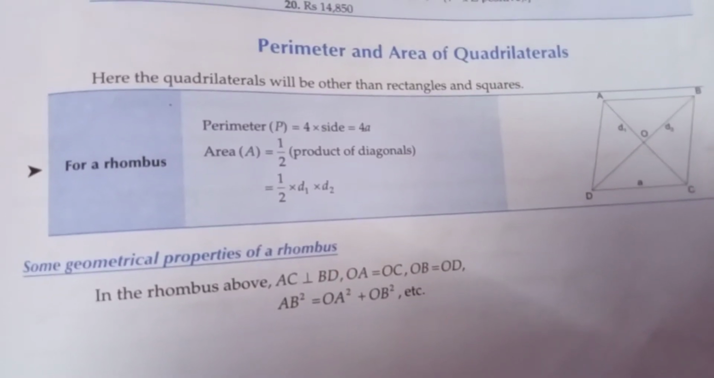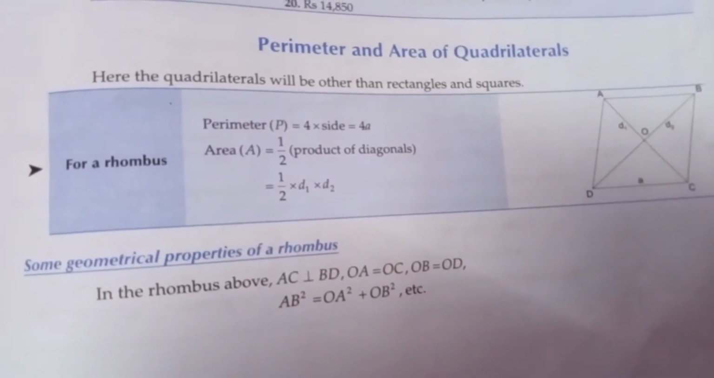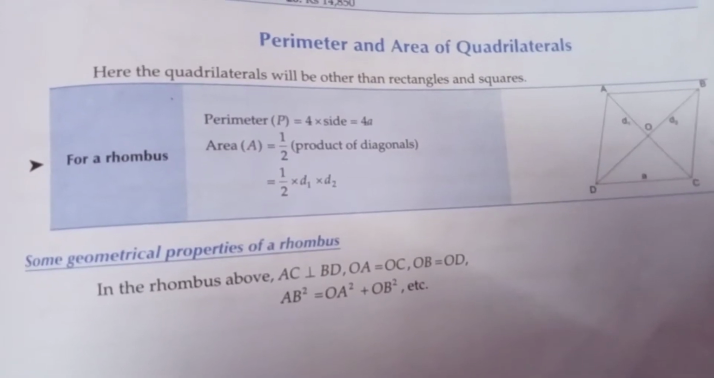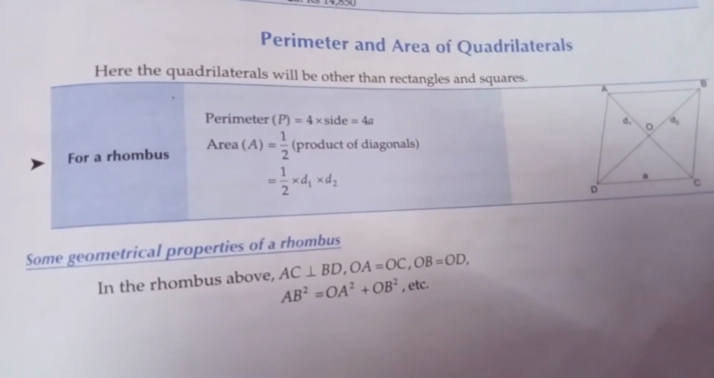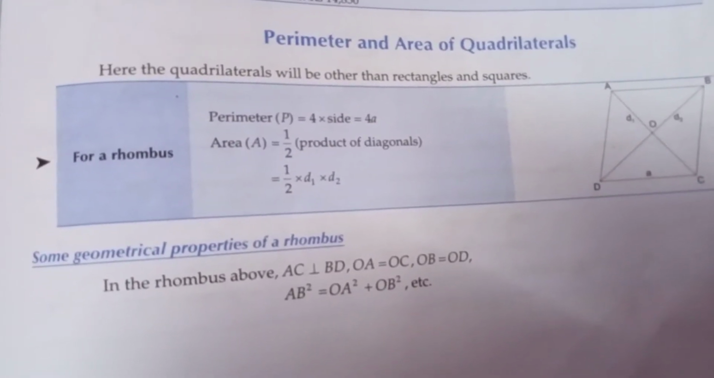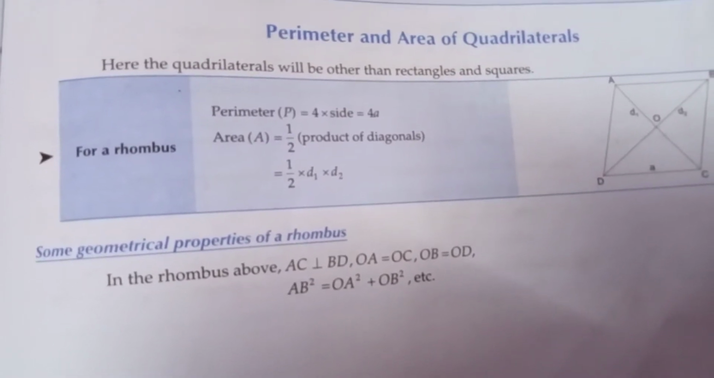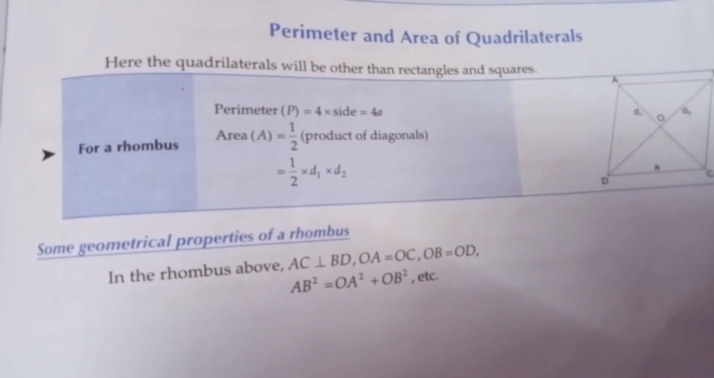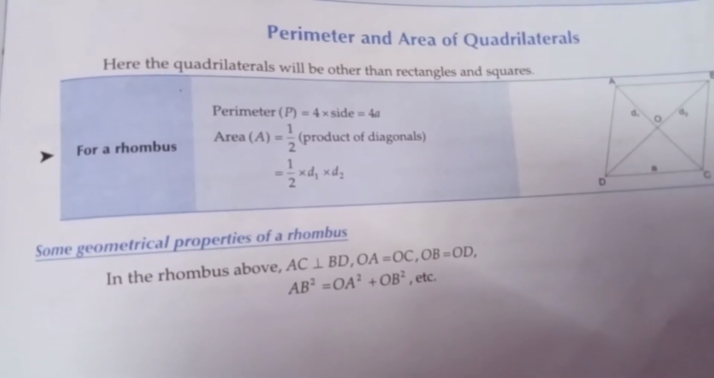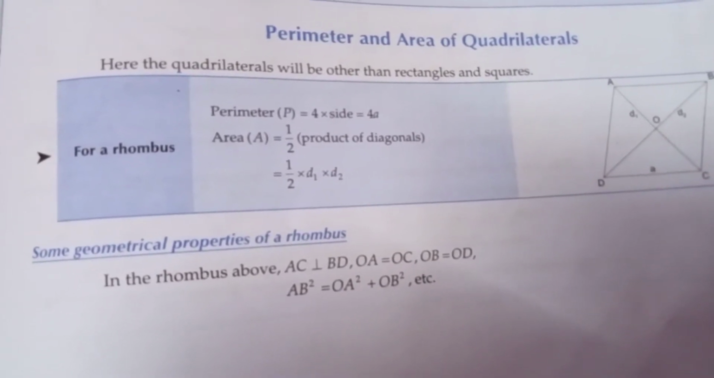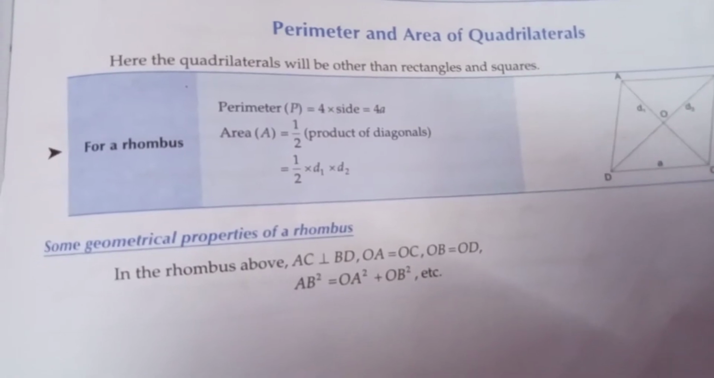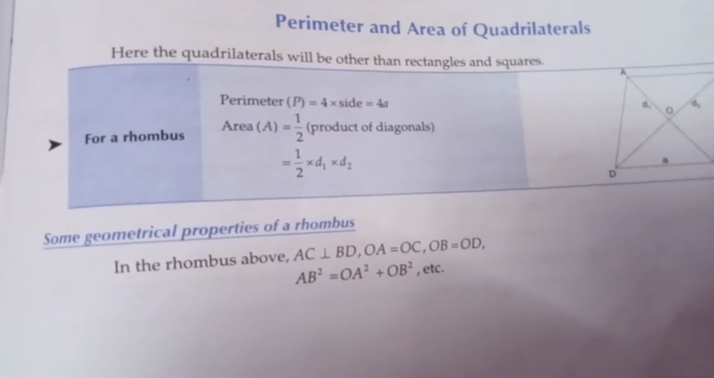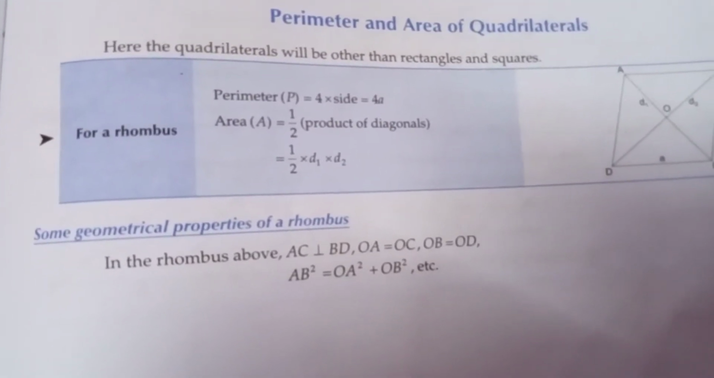Hello students, in this video we learn perimeter and area of quadrilaterals. How many types of quadrilaterals are there? Rhombus, trapezium, square, rectangle, parallelogram, all are the types of quadrilaterals. Under that, first we study about rhombus.